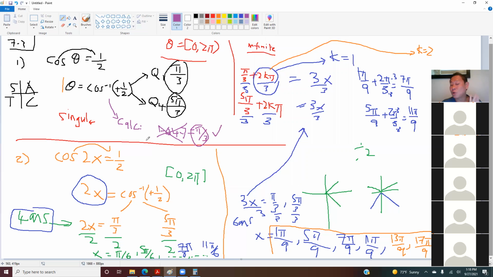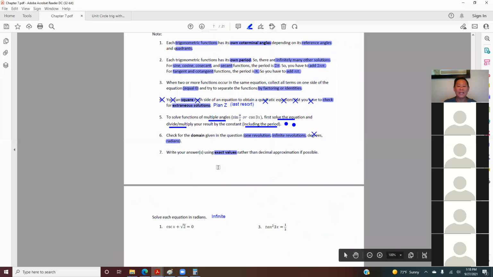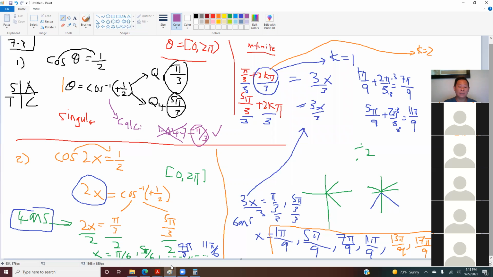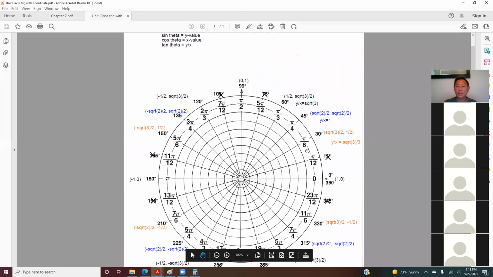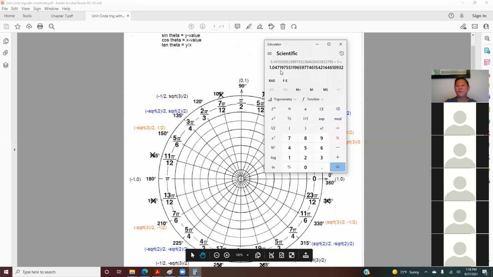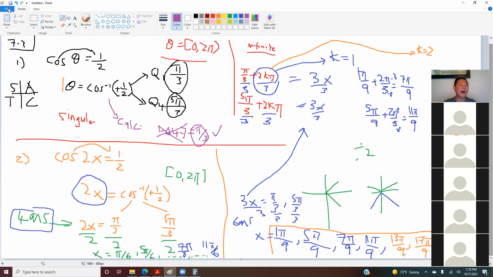That's the reason why I don't allow you to use a calculator in this case. When you use your calculator to do the arc cosine of 1/2, you get a whole bunch of decimals, but I do not want that because I want it in the exact value. When I ask for exact value, I want it like pi over 3, pi over 4, pi over 6, not 1.047 or something like that. I will mark you wrong on your test if you give this answer. So this is something that I will ask my students to do.